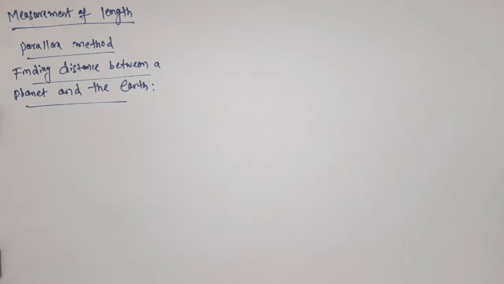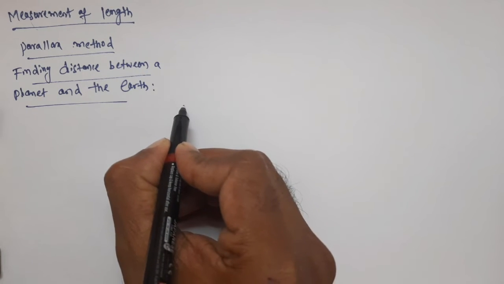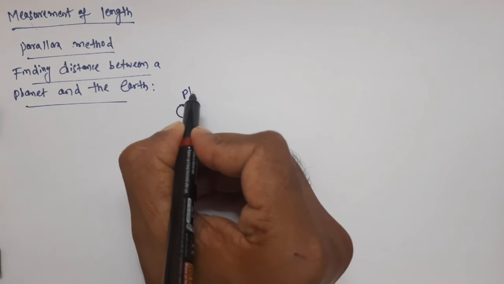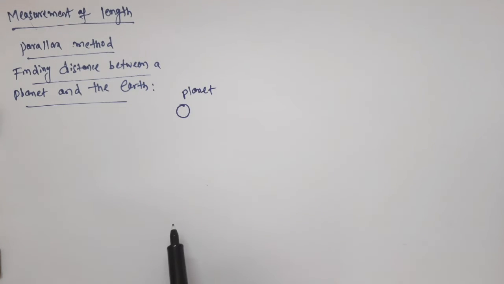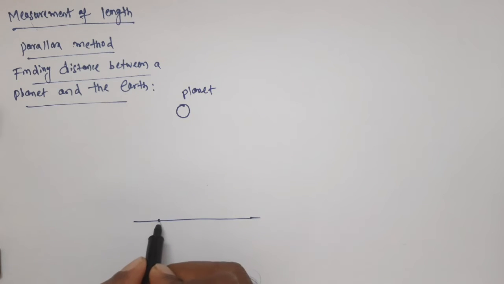Now let us discuss measurement of length. Using the parallax method, let us find the distance between a planet and Earth. Now we have a planet, some planet X. Here we have Earth. Assume this is the total surface of the Earth. Now choose a point A. Now we stand at a point on the Earth.